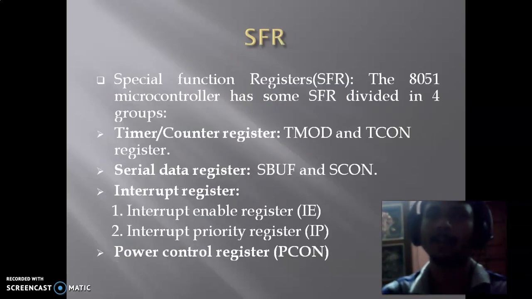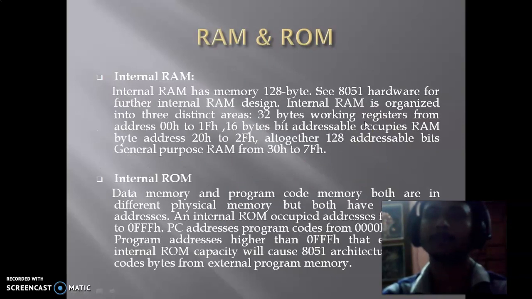Next, SFR, that is the special function registers. The 8051 microcontroller has SFRs divided into 4 groups. First is the timer counter registers like TMOD, TCON. Serial data registers like SBUF, SCON. Interrupt registers like IE, IP. Power control registers like PCON. These are the special function registers, which are basically registers of the RAM.